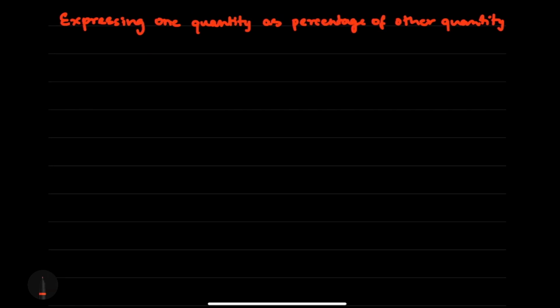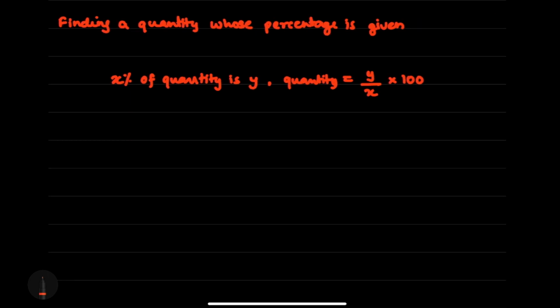Now we look at how to express one quantity as a percentage of another quantity. And we follow this particular rule of thumb. We have x by y into 100. So we are expressing x as a percentage of y. The number that needs to be expressed as a percentage, here it's x, stays in the numerator, and the quantity of which you need to create the percentage stays at the bottom, in the denominator. We'll follow this rule of thumb in the upcoming examples. If x percentage of a quantity is y, then the total quantity can be expressed as y by x into 100. We'll look at it through an example, then it will be a lot more clear.